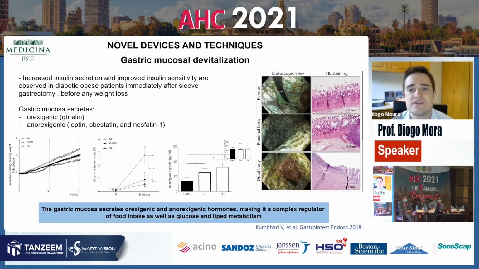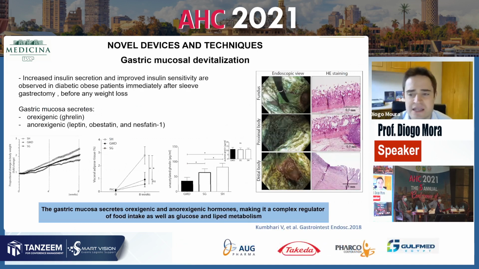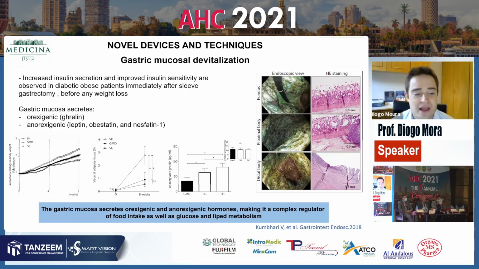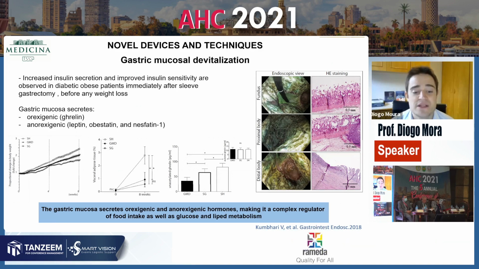Gastric mucosal devitalization. This is an interesting technique described by Vivek Kumbhari. So he observed that increased insulin secretion and improved insulin sensitivity were seen in diabetic patients immediately after sleeve gastrectomy, even before any weight loss. So based on that, he thought that the gastric mucosa secretes orexigenic and anorexigenic hormones, making it a complex regulator of food intake as well as glucose and lipid metabolism.